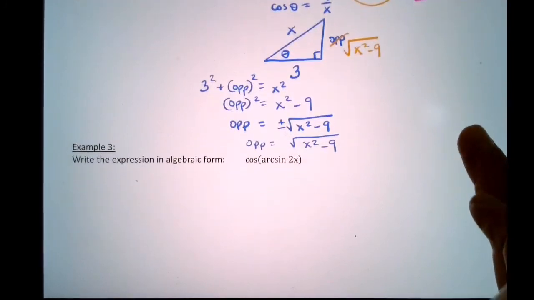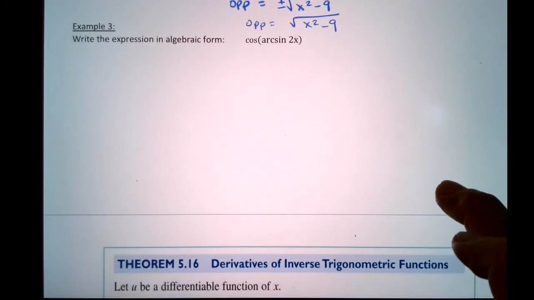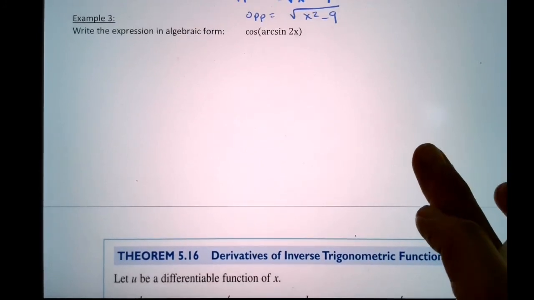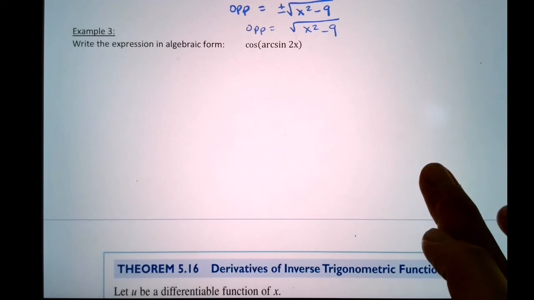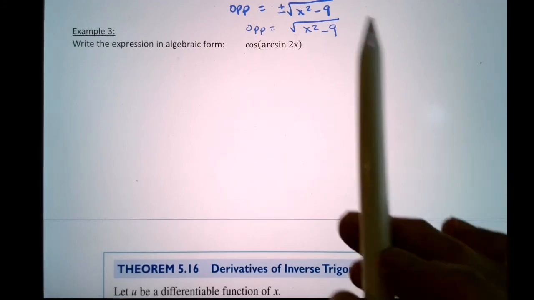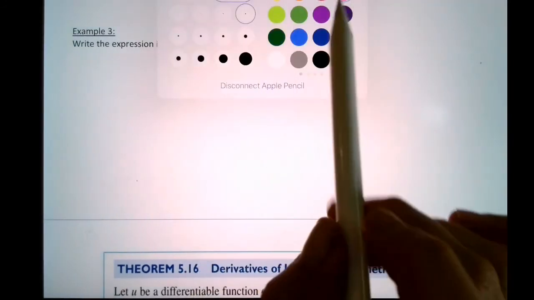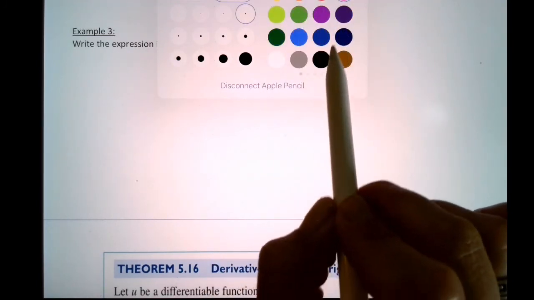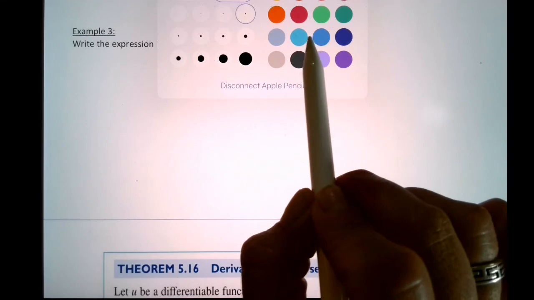Okay. Here we are in example 3. Again, pause the video, try it on your own, and then restart it. Okay. I'm going to do the same thing. I'm going to write the expression in algebraic form. I'm going to do it in the same way. Maybe I'll just use different colors just because. So can I go with this? I don't know. No. Yeah, that's fine.